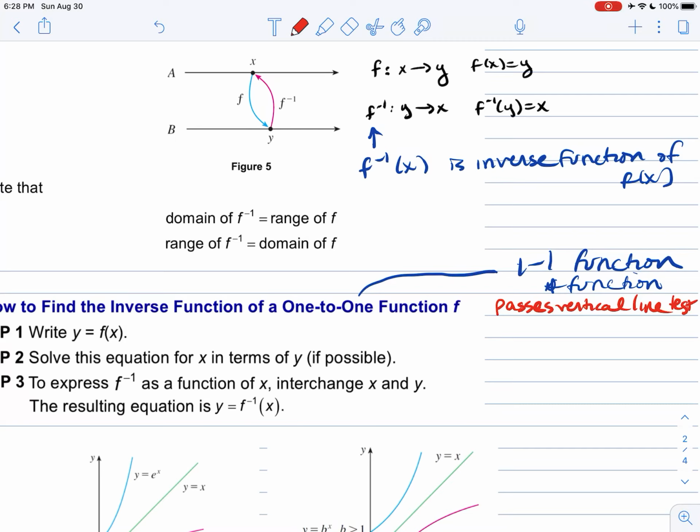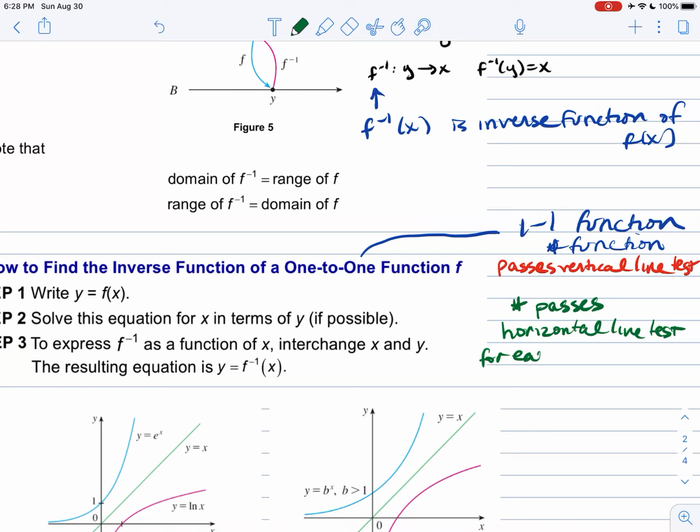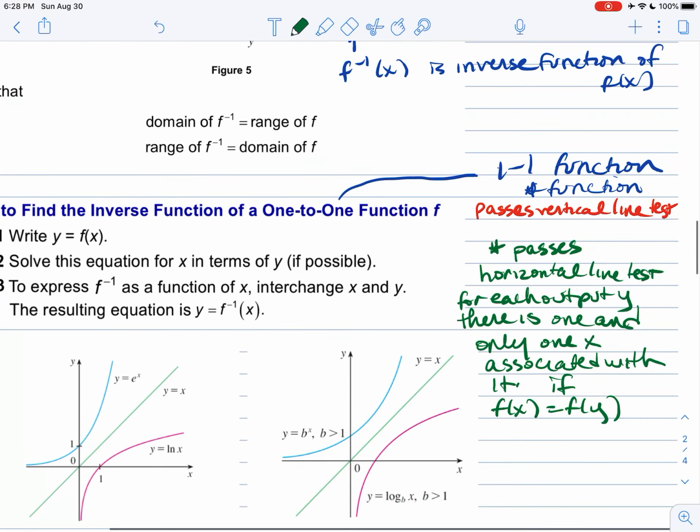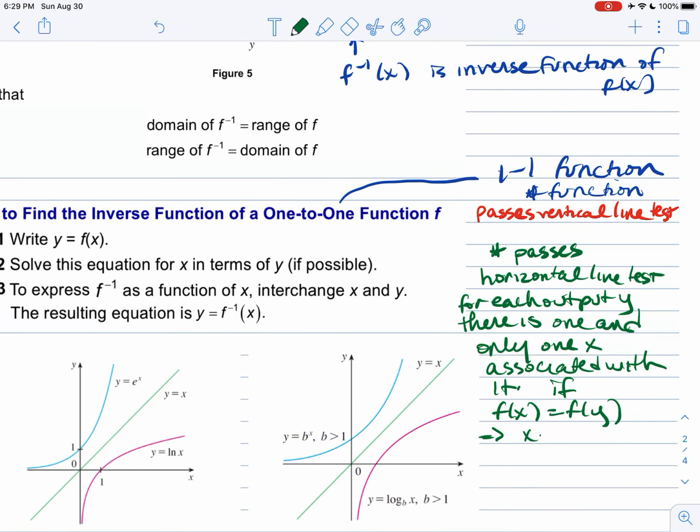So with your 1-to-1 function, it also passes the horizontal line test. So your 1-to-1 function has to pass the vertical line test, but it also has to pass the horizontal line test. So what does that mean? For every single output y, there's only one x that is associated with it. So in other words, if f of x is equal to f of y, those are two output values, this implies that x is going to have to equal y as well. So we only have one input. So that will guarantee that your inverse function is a function itself.